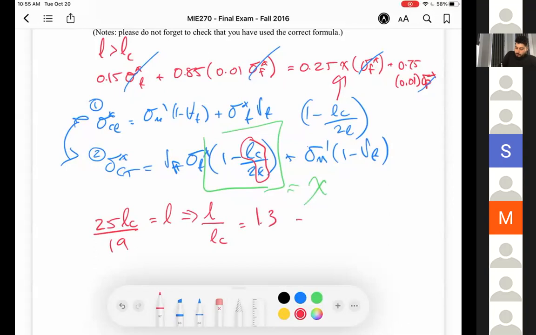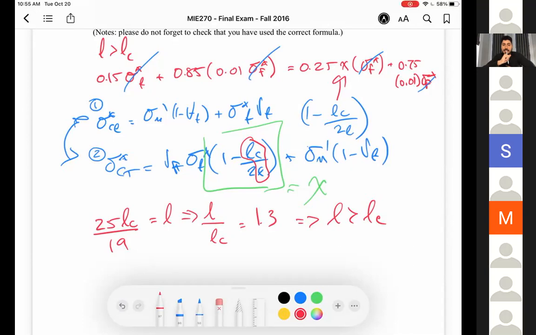Oh, this is what I did. Yeah. Meaning that L is greater than LC, right? Oh, because it's greater than. Yes, the critical length. Because 1.3 times the critical length. Okay, this is how I solved it.